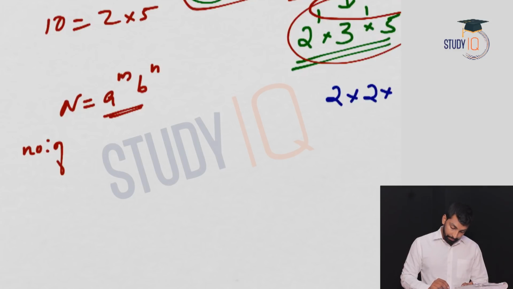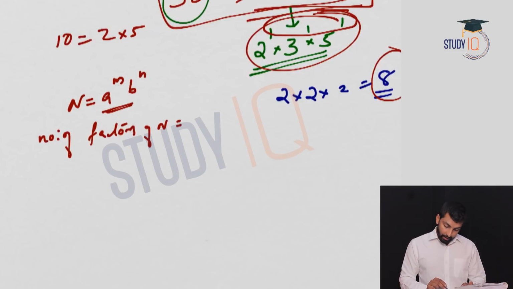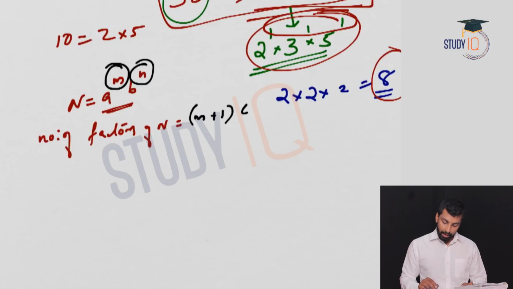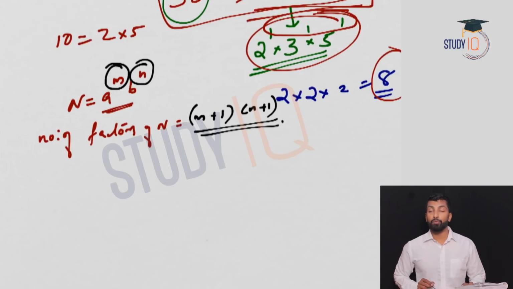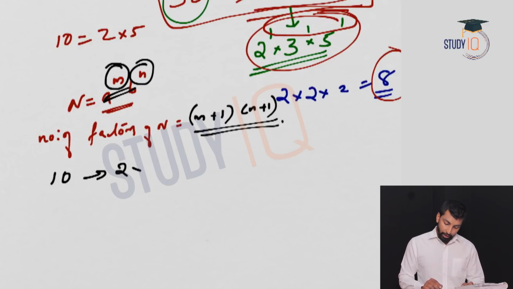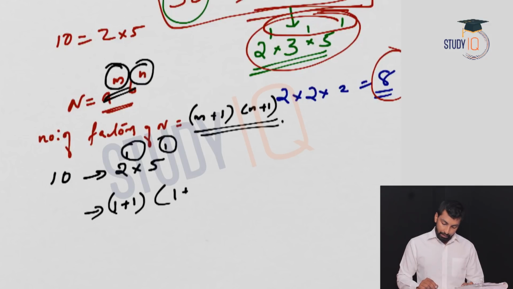The number of factors of n is equal to, see here if you observe the power is m, so m plus 1, here the power is n, so n plus 1. So the number of factors depends on the power. Once you prime factorize, the prime itself is not important. Then the power is important. So you'll write it as m plus 1 into n plus 1. If you take 10, how will you prime factorize? 2 into 5. So this is actually 2 raised to 1 and 5 raised to 1. So the number of factors will be 1 plus 1 into 1 plus 1, so 2 into 2, which is equal to 4.